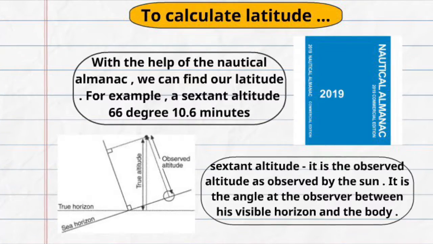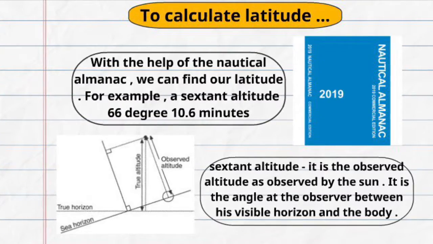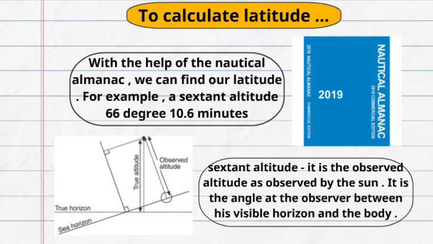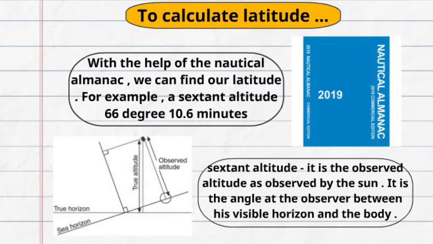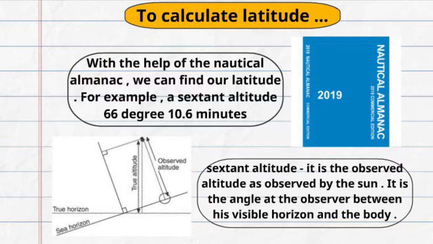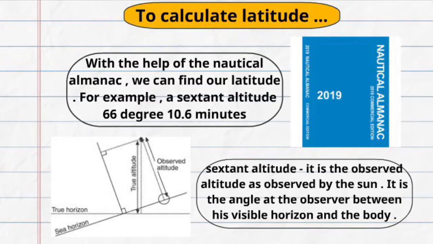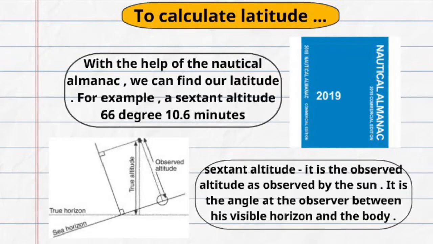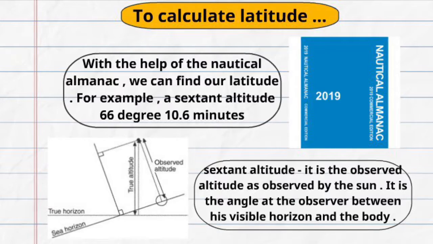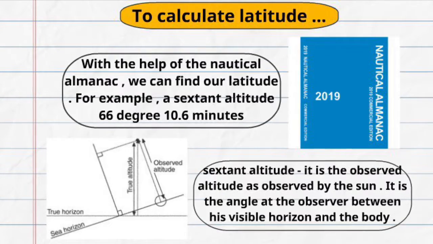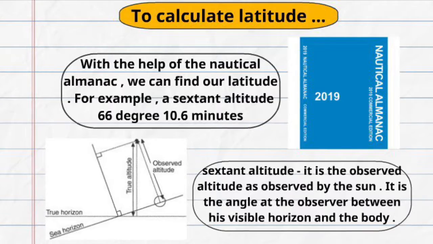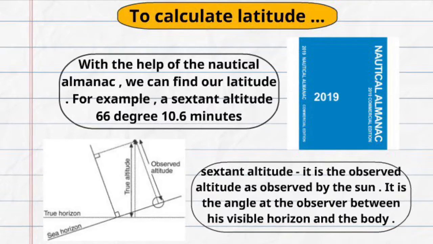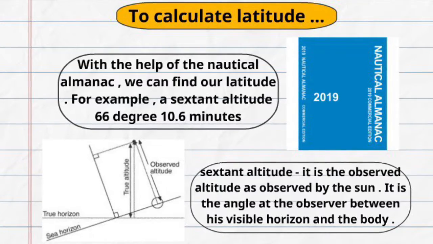To determine the latitude with the help of a sextant, I have an example of a sextant altitude which is 66 degrees and 10.6 minutes. With the help of the Nautical Almanac book, we can determine our latitude without the modern technology of GPS. The sextant altitude is the altitude observed of the sun, and it is the angle at the observer between his visible horizon and the body. As for the index error, it is based on the Nautical Almanac book.